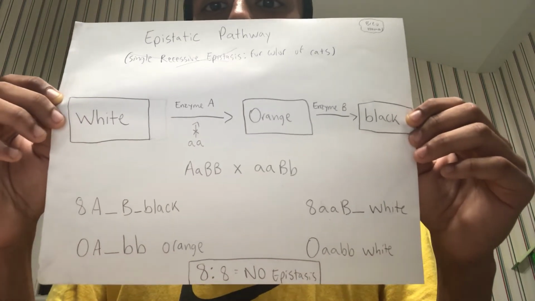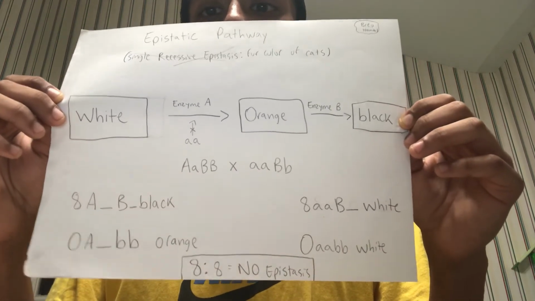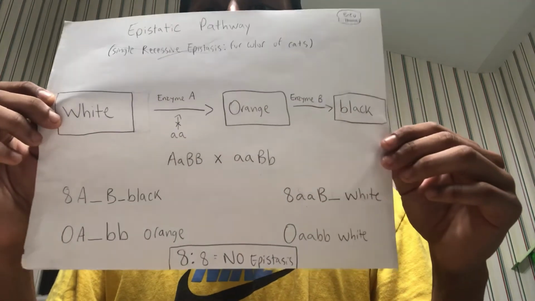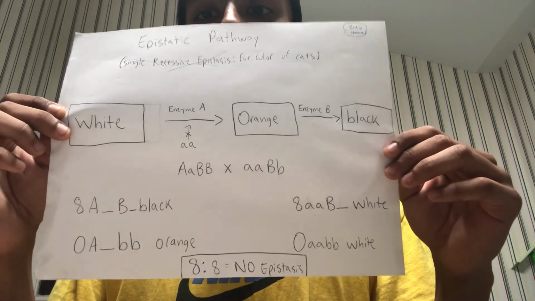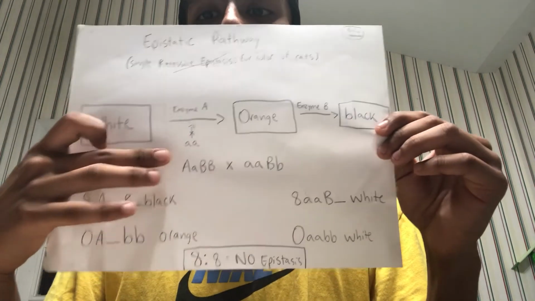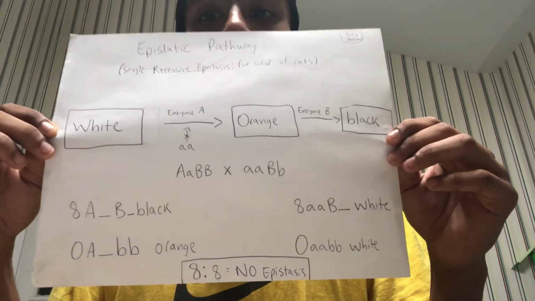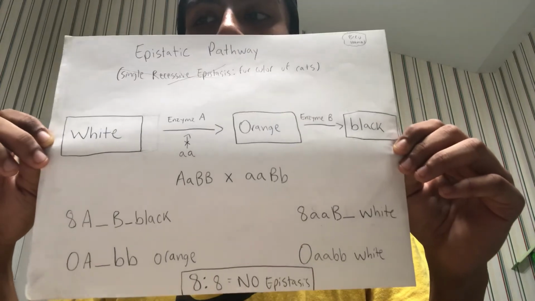We see here, though, that 8 are black while the other 8 are white, giving us an 8:8 ratio. 8 of them have the big A and big B, giving black fur color, while the other 8 have 2 little A's, which are epistatic, giving them the white fur color. The 8:8 ratio is not single recessive epistasis and is actually no epistasis at all.